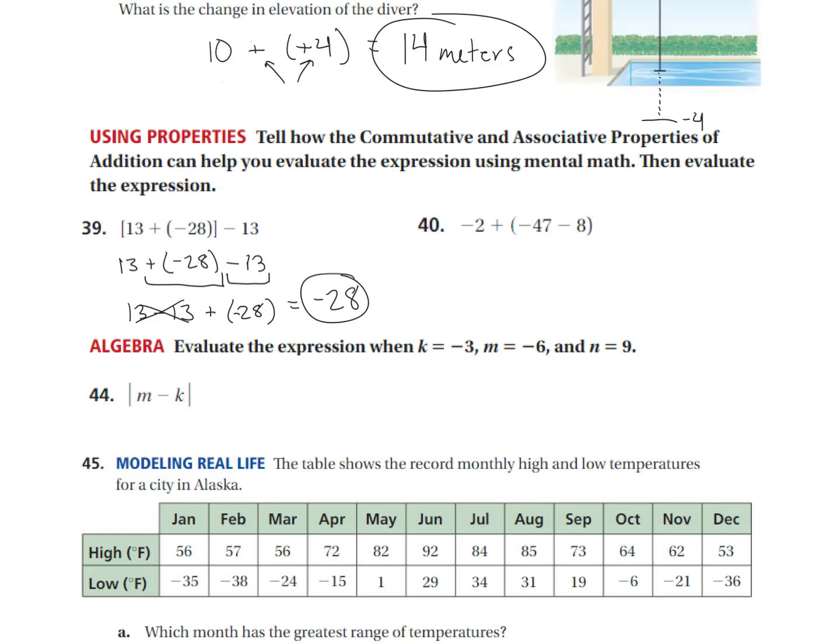There we go. All right, for number 40, my commutative property is going to help us out here a little bit. I would say that negative 47 minus 8, I can actually make this a little bit easier by moving my parentheses to here. Okay, that would be associative. Negative 2 plus negative 47, that's just adding negatives, so I'm at negative 49 minus 8. Here I see a subtract positive number, so that's going to result in a chop slash. 49 plus 8 is 57, and we're going to keep it negative.